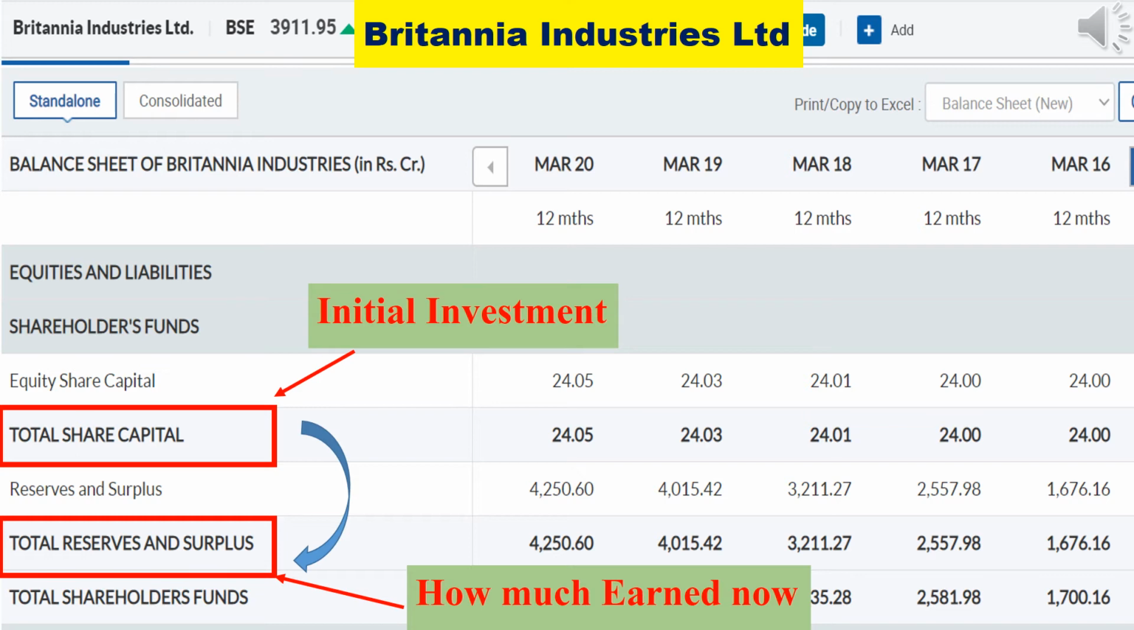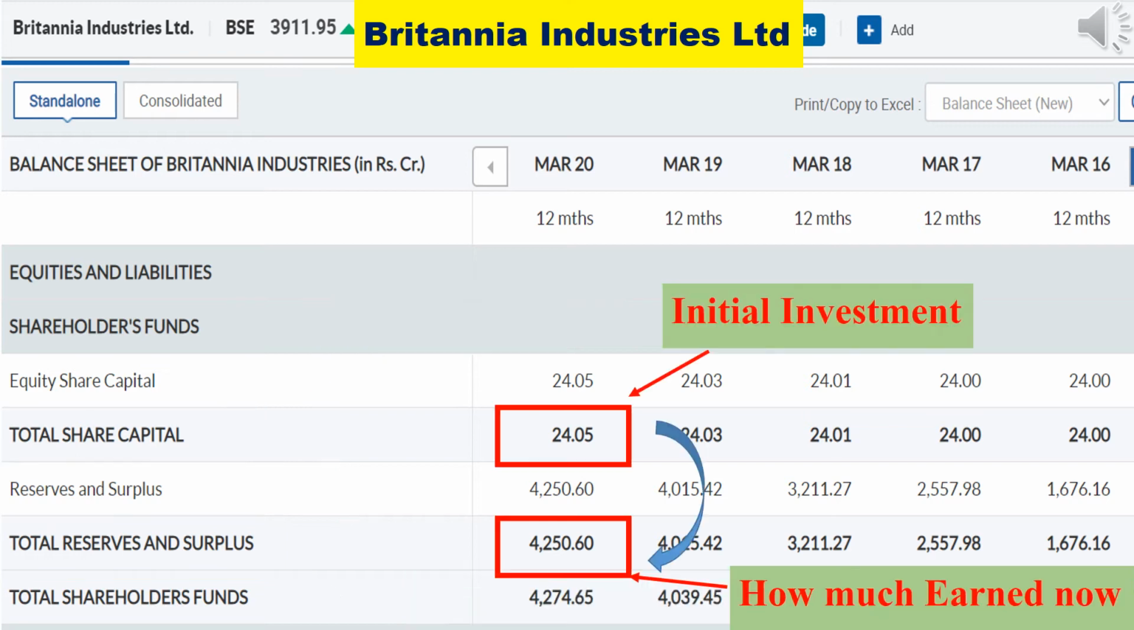Next we will see about reserves and surplus. That is, that initial investment amount, how much it has grown now. That is reserves and surplus. In simple terms, Britannia company promoter had invested 24 crore rupees initially for starting this business. That 24 crore rupees has now earned totally 4,250 crore rupees. That is the actual meaning of this.